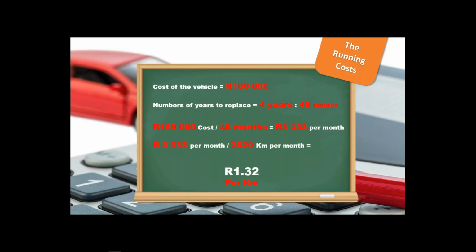So if we take the 3,333 Rand per month, and we said, how many kilometers did we travel per month? 2,520, right? Divide that into the 3,333. That means for every kilometer that you travel, you have to recoup 1 Rand 32.